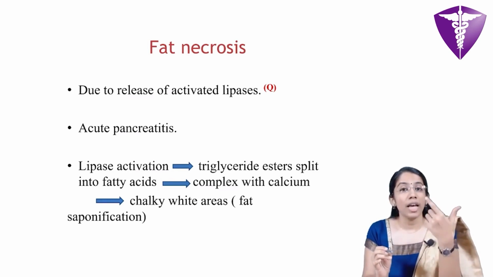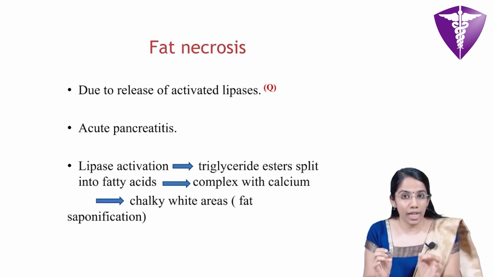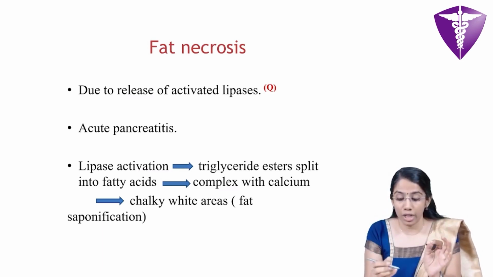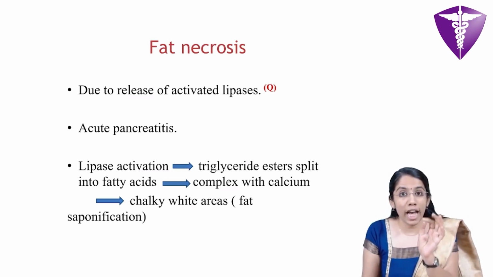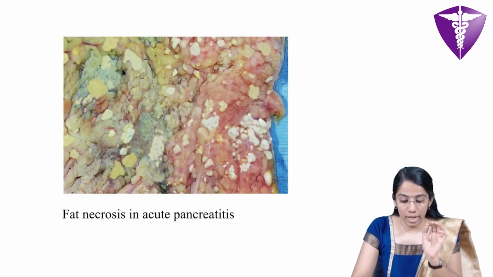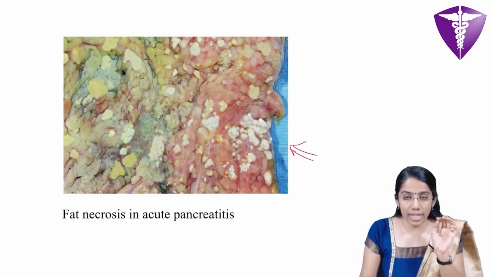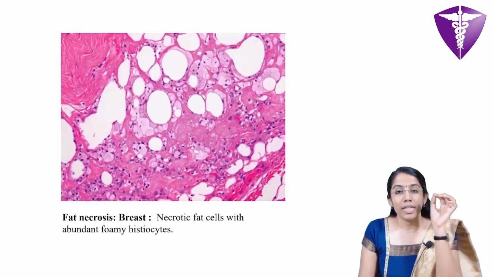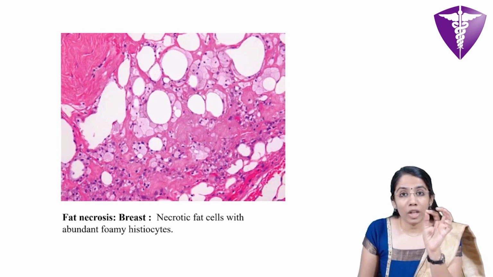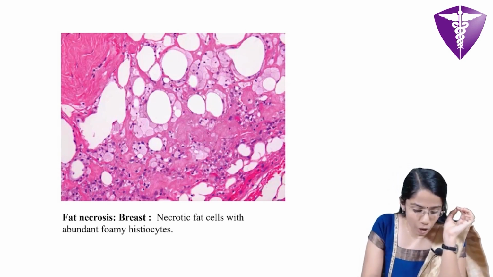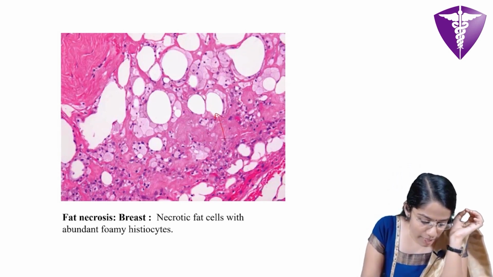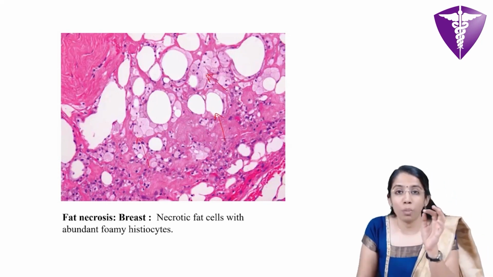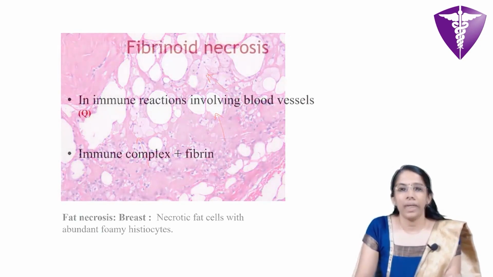These fatty acids make a complex with calcium, and this is what is called fat saponification. It is grossly seen as chalky white areas, classically seen in cases of fat necrosis. This is a microscopic picture of fat necrosis in the breast tissue. Here you can see the necrotic adipocytes, and these regions show collection of white foamy histiocytes.